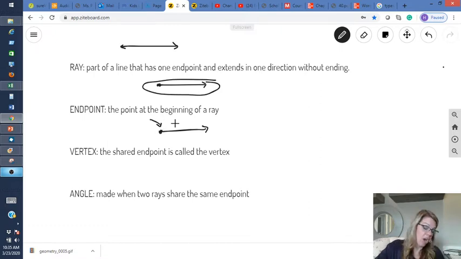So it means it can't go further in that direction, but a ray could. Like those lines kind of extend as long as that arrow goes forward, okay? You kind of have to think of that in your mind, but when it has an arrow there, it means it goes on as far as you need it to.